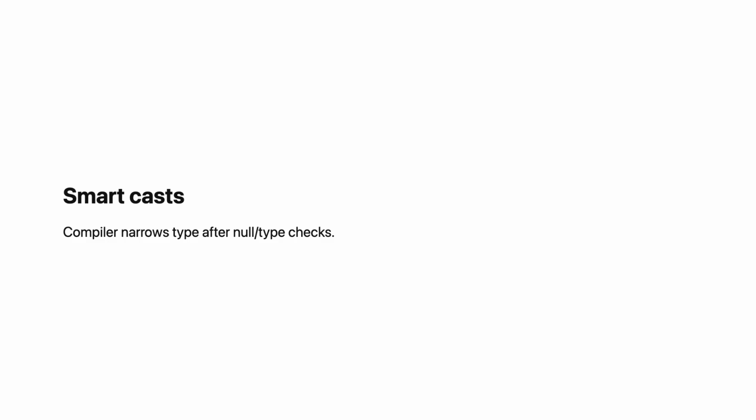When you check a condition, Kotlin remembers. If name != null, then inside the block, name is treated as non-nullable. No need for a safe call. This is a smart cast. The compiler sees the null check and narrows the type.